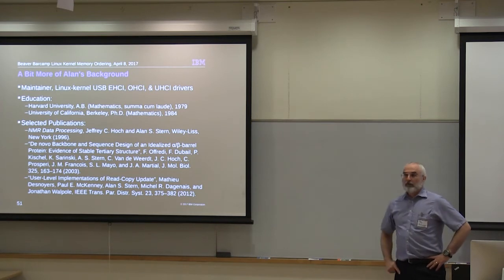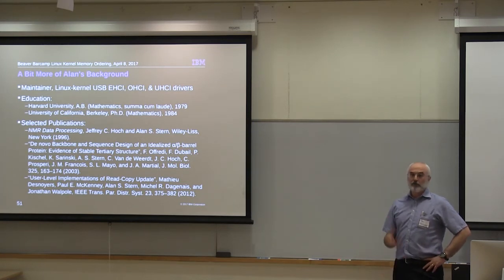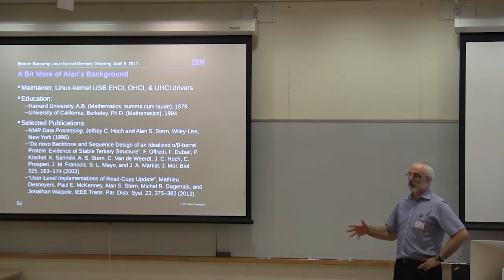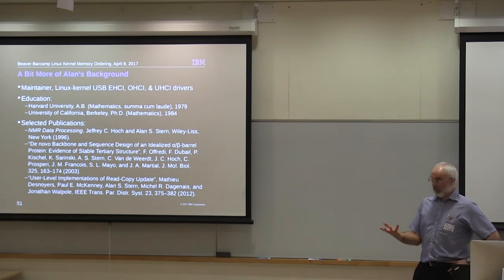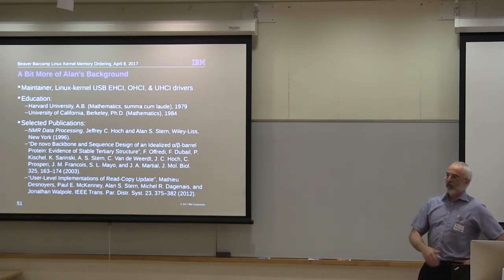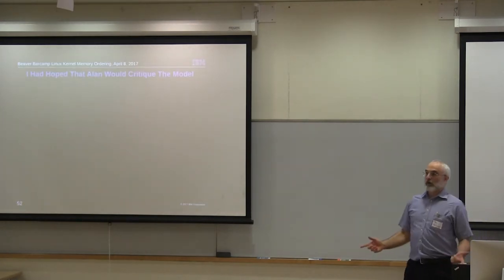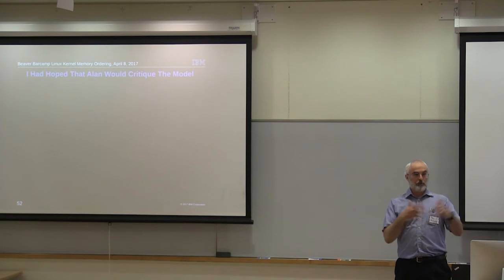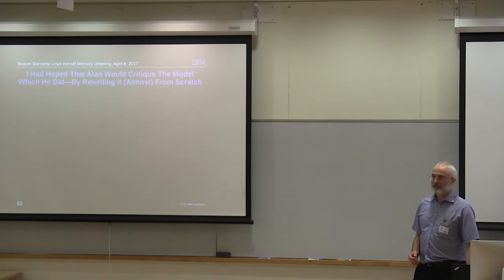But the one that matters, he was a co-author on the paper that several of us wrote, user-level implementations of read-copy update, and he was the guy that generated the informal semantics and also an informal proof of correctness of user space RCU. So I figured he might be able to provide the bridge between the Linux kernel hacker and the theoreticians. And what I hoped is that he'd critique the model. We had this model, I hoped he'd go through it and say this is right, this is wrong. And he actually did that by rewriting it from scratch.